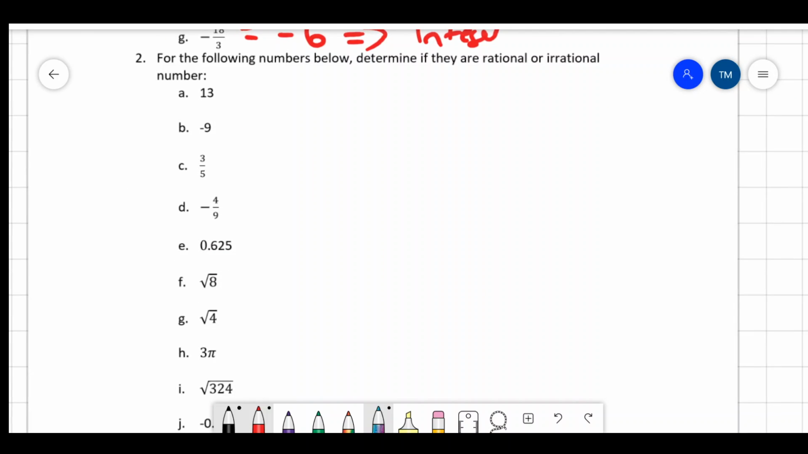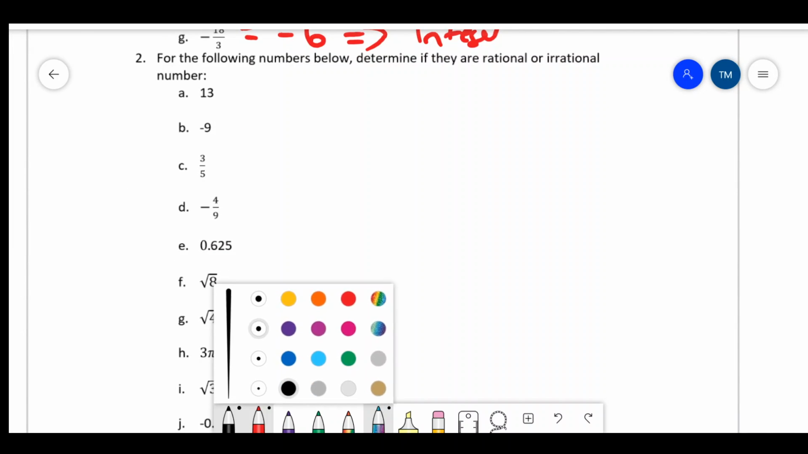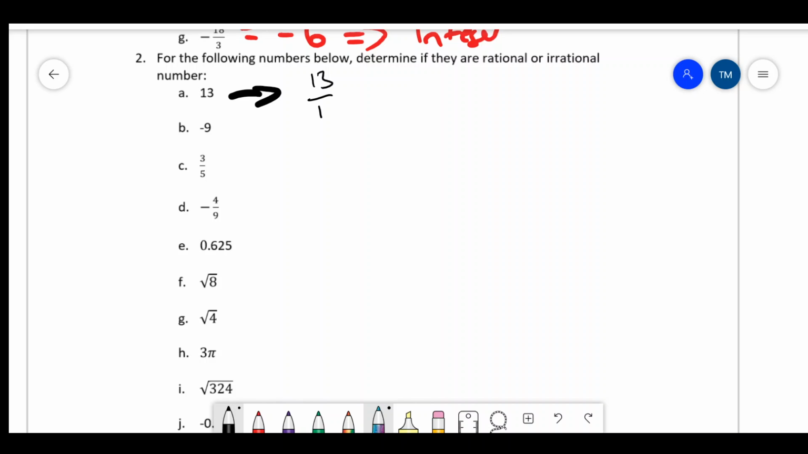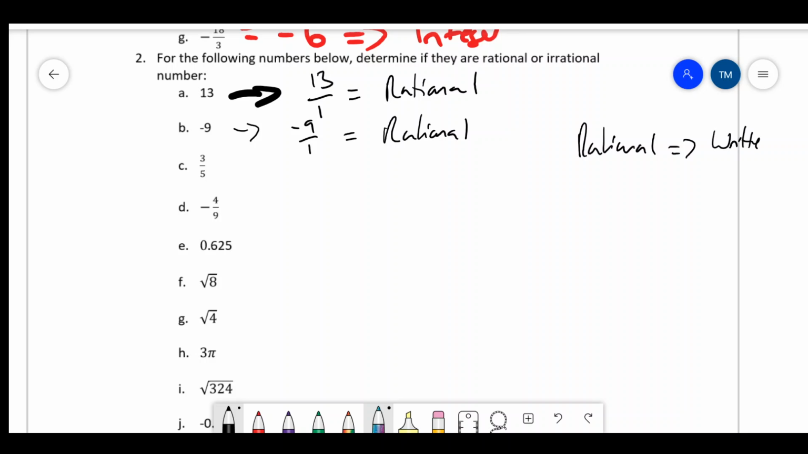For the following numbers, determine if they are rational or an irrational number. So here, a rational number, if we remember, is something that can be written as a fraction. So 13 can be written as 13 over 1, and therefore is a rational number. Minus 9, exactly the same, minus 9 over 1, so therefore rational. 3 over 5 is perfectly fine. Remember, the definition for rational is written as a fraction, so we'll write that there to remind us. So we can say that this is a rational number. Minus 4 over 9 is also a rational number.